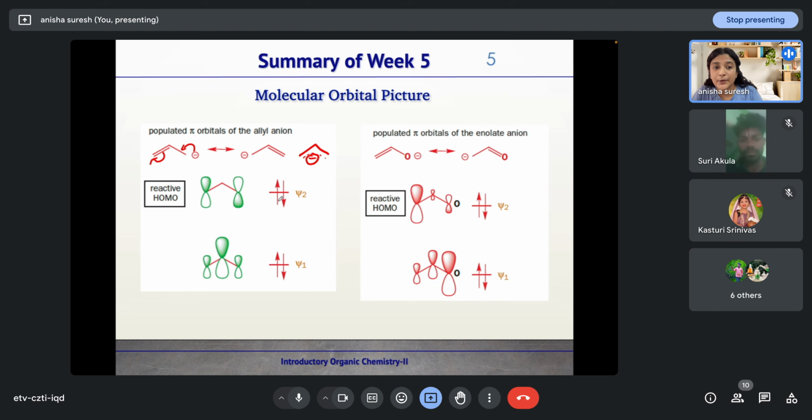And now coming to the enolate anion. The enolate anion will have an oxygen instead of one carbon when we compare it with the allyl anion. Now when it is delocalizing, it will result in the formation of this species. Here this is the psi 1, where the major contribution is coming from the oxygen compared to that of the carbon. And in the psi 2, the major contribution is coming from the carbon and a minor contribution from the oxygen. And here the psi 2 is the reactive HOMO. So this is the molecular orbital picture of the enolate anion. And here the carbon, this N carbon, will be the most reactive.